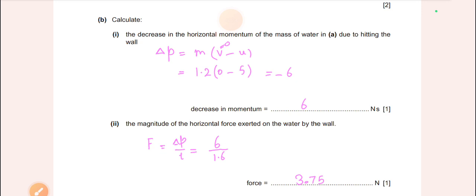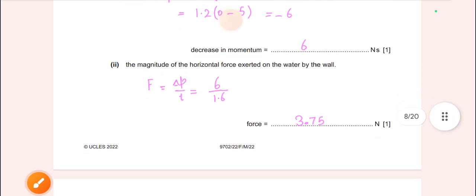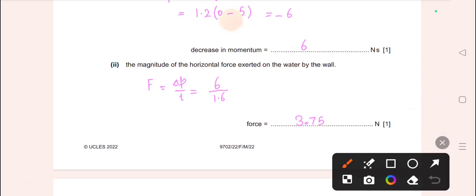So when you are writing the value of a decrease, you don't have to mention the negative, because decrease always means a negative value. You don't need to write it, because it is always a decrease. Then it says find the magnitude of the force. So force is equal to change in momentum over time. We know the change in momentum, and the time was already mentioned in the previous part in the statement, so put the values, and we will get the force in newtons.